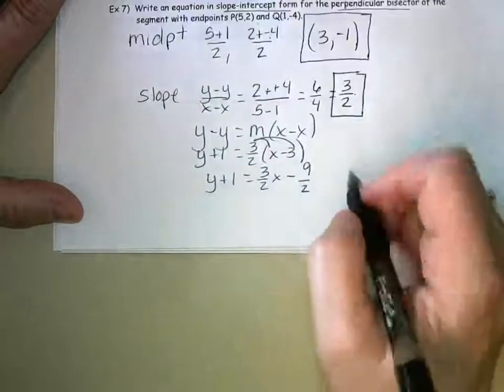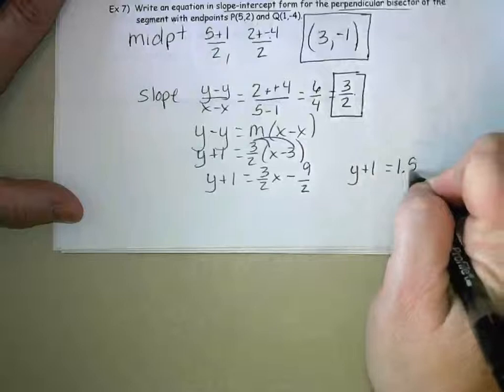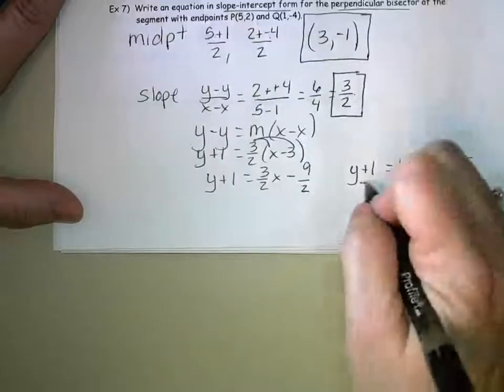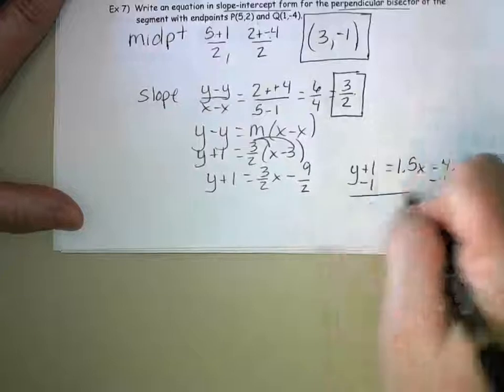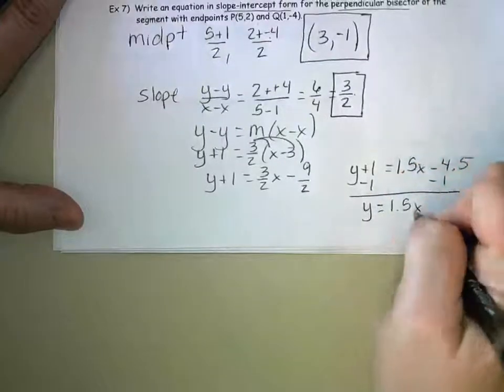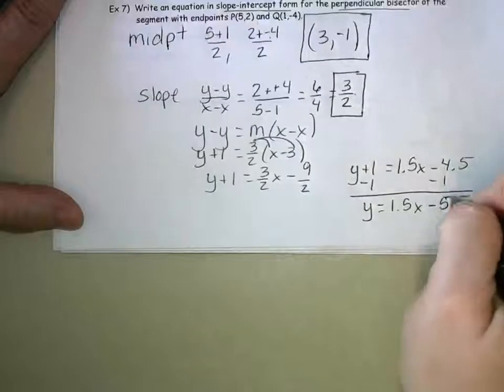And I'm going to rewrite that using decimals. 1.5x minus 4.5, and then you subtract 1 from both sides and you have y equals 1.5x minus 5.5.